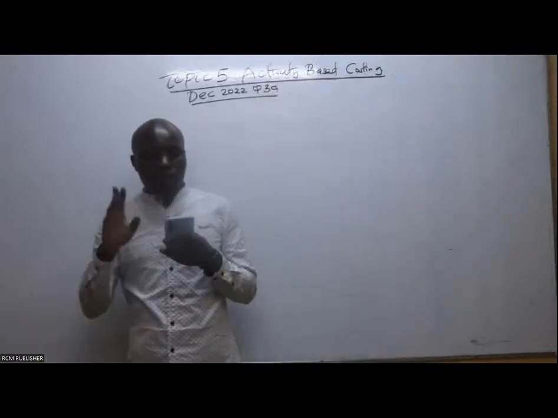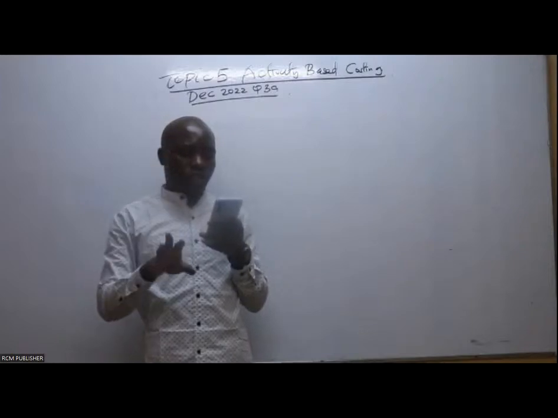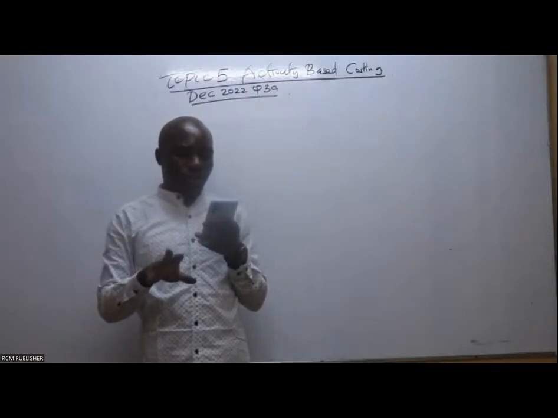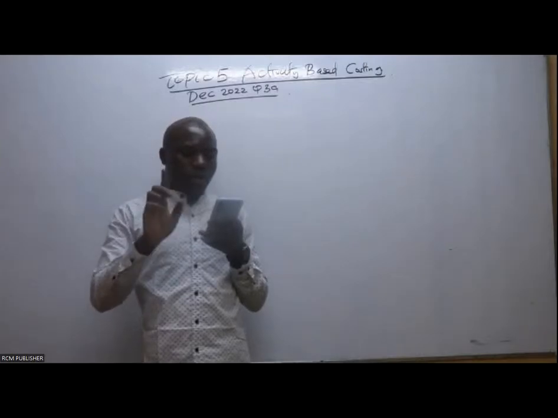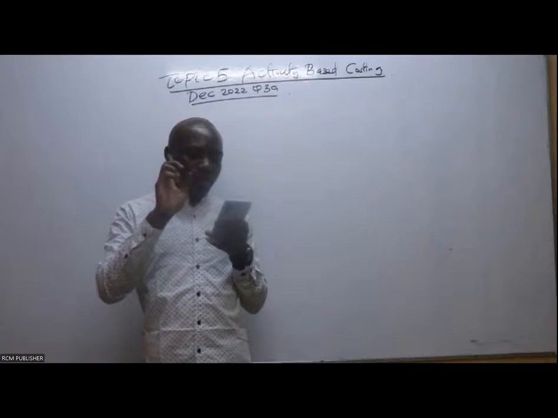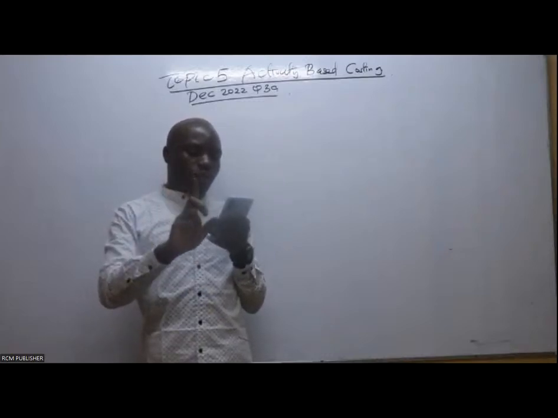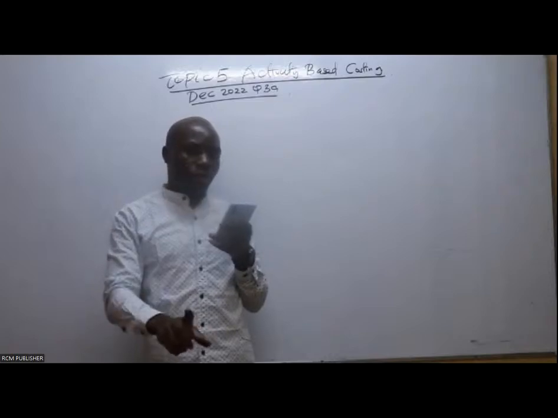Now, if you look at the question, we have the products T, Q, and M. We have units produced and sold. We have selling price per unit. We have direct material cost per unit, direct labor cost per unit.